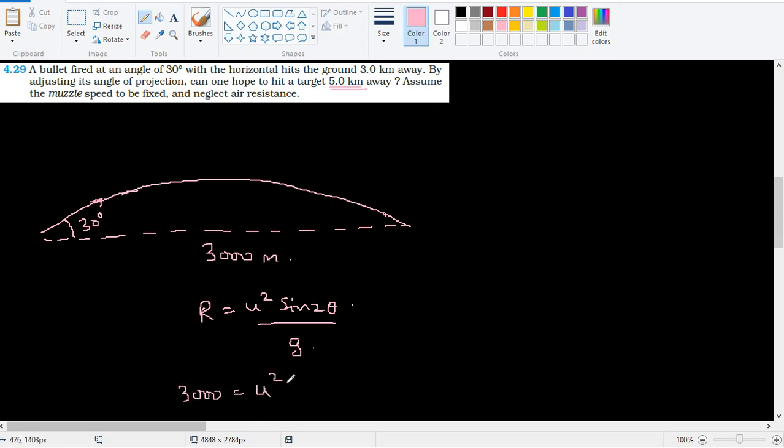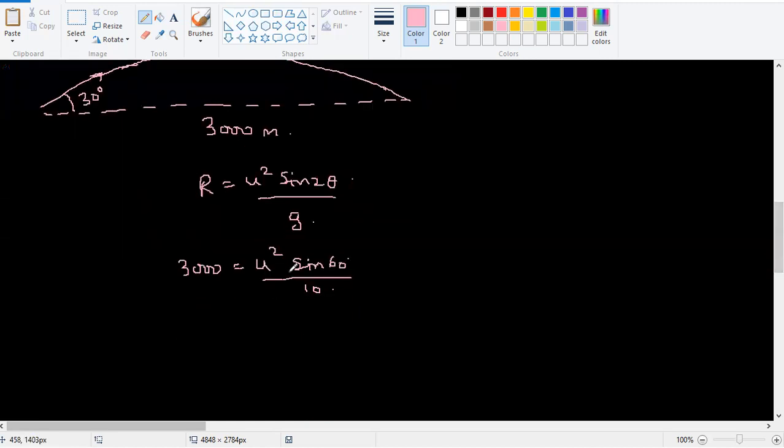U, I do not know, u squared sine 2 theta. Sine 2 theta means sine 60. Sine 60 will be root 3 by 2, by g is 10. So using this, I'll be able to calculate the u. Once I calculate the u, you can substitute for the range max.